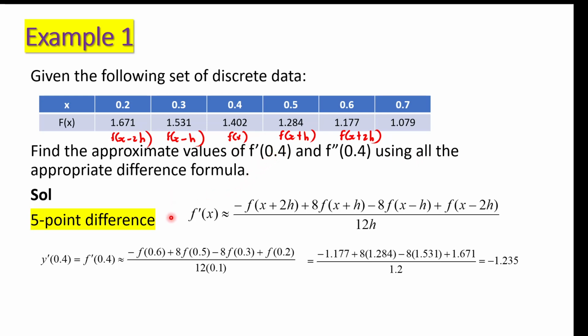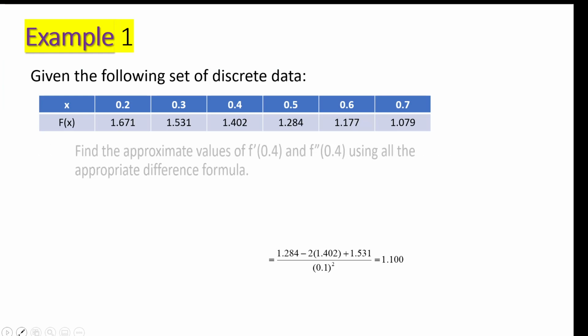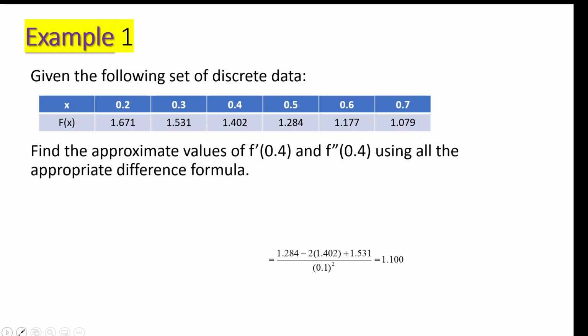Then you have to calculate using all these 6 formulas. If you miss one, then you will lose the mark for the method that you left out. Okay, and then we look at the second derivative using the 3-point and the 5-point formulas.